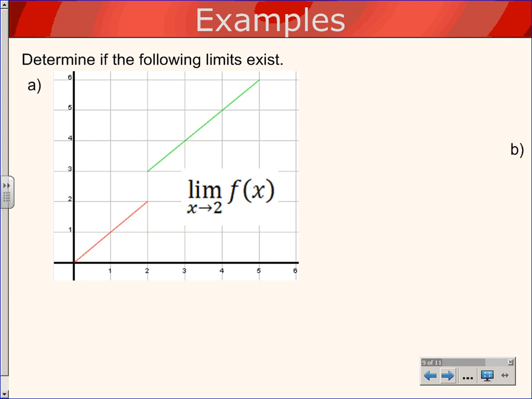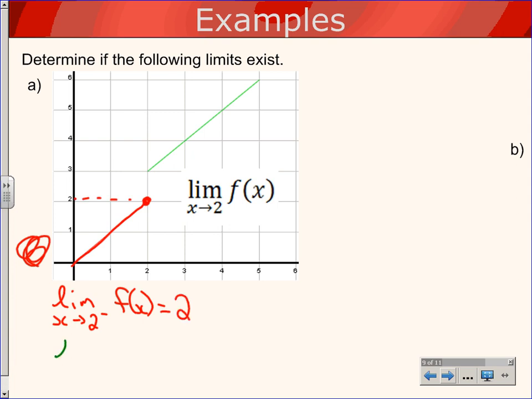Here's our example right here. Determine if the limit exists. So the limit as x approaches 2 of this function. Well, the first criteria was I needed the limit as x approaches 2 from the left to exist. So here I am approaching from the left. I'm approaching from the negative side over here. I'm coming up, getting closer and closer and closer to x equals 2, and I'm going to get closer and closer to that point right there. Right? I'm getting closer and closer to a y value of 2.